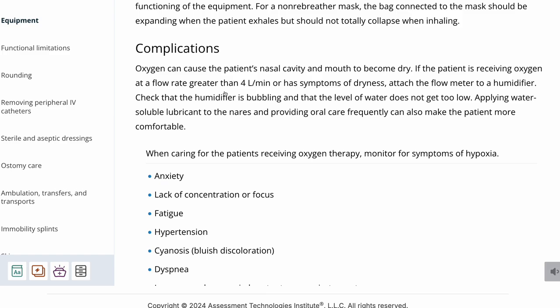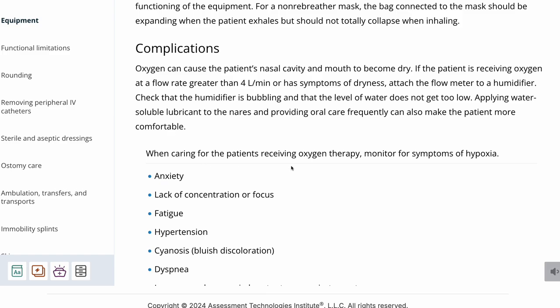Check that the humidifier is bubbling and that the level of water doesn't get too low, because if it gets too low, you need to fill it back up again. Applying a water-soluble lubricant to the nose can be helpful, but don't use petroleum jelly. Petroleum jelly will catch on fire. That is very important to know. Never use petroleum jelly on the nose because it will catch on fire. So they said it's called a water-soluble lubricant you can put around the nose if need be, but usually the humidified air is enough.